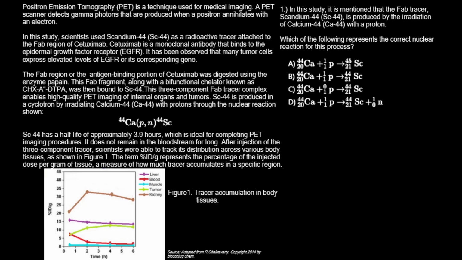The Fab region, or the antigen binding portion of cetuximab, was digested using the enzyme papain. The Fab fragment, along with a bifunctional chelator known as CHX-A-DTPA, was then bound to Sc-44. This three-component tracer complex enables high-quality PET imaging of internal organs and tumors.